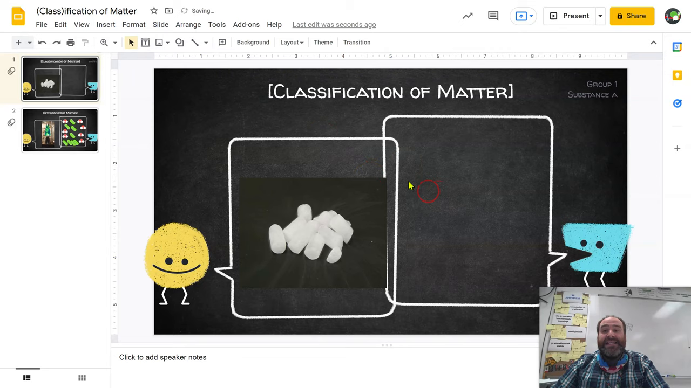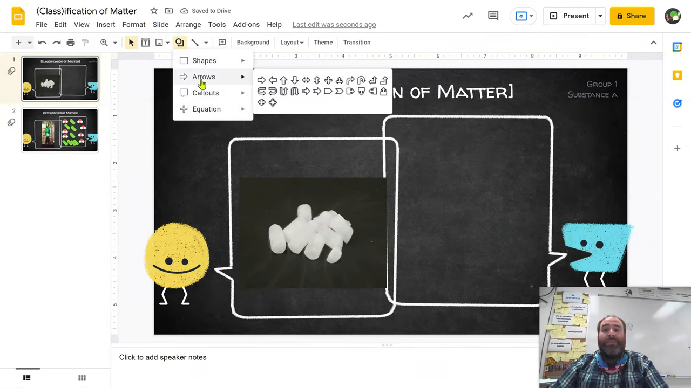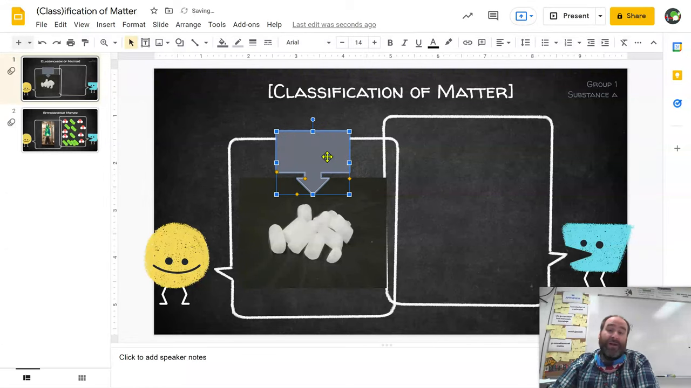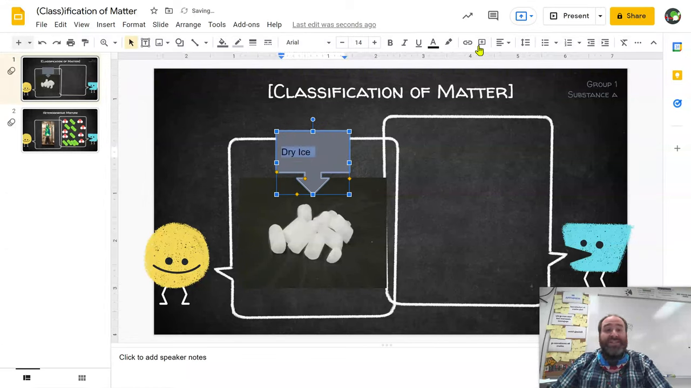I'm going to resize it as needed, and I'm actually going to also insert a label. I'm going to use these arrows here. This makes it a lot easier for people to understand what they're looking at and for us when we are presenting. So I'm going to label it as dry ice because that's what it is.